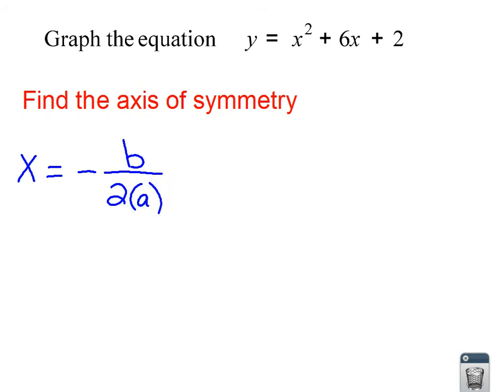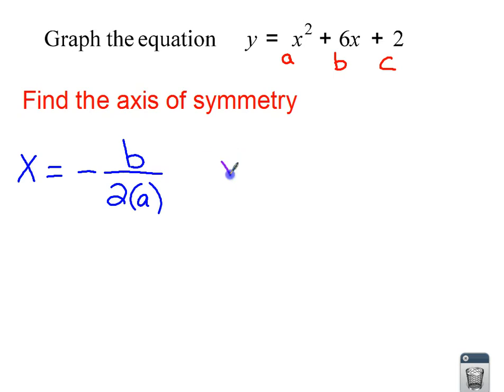Let's put that to use right away. We have a being the coefficient of your x squared. b is the coefficient of your x to the first power. And your c term is your constant value, your integer at the end that is not attached to an x. So it's simple substitution and mathematics computation.